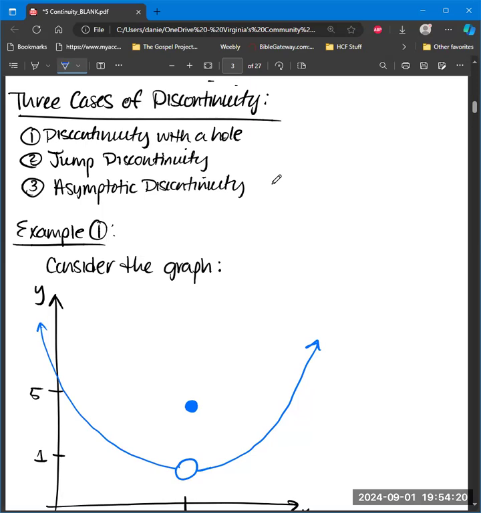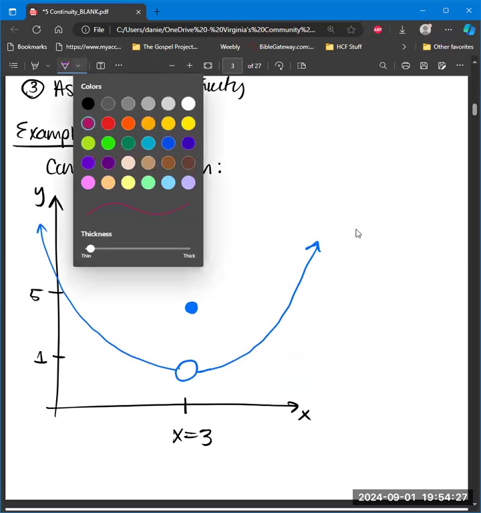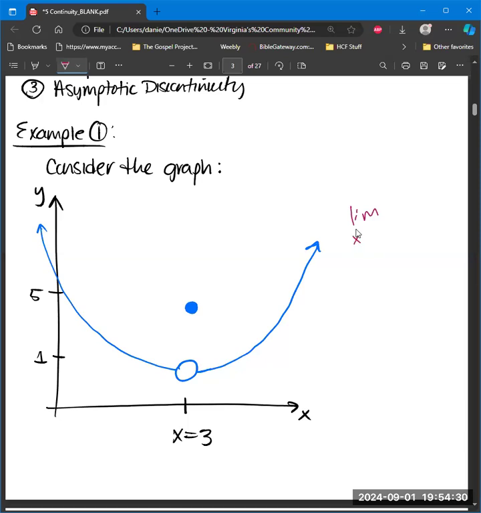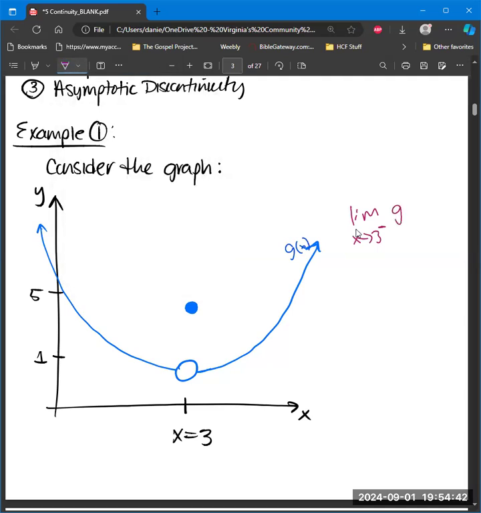So right here, we have the limit as x approaches 3 from the left of this g of x. We already called the one above this f of x, so we'll call this one g of x. It is equal to 1. And the limit as x approaches 3 from the right of g of x is also equal to 1.